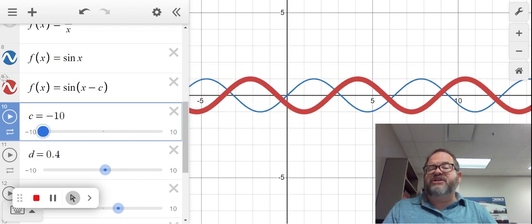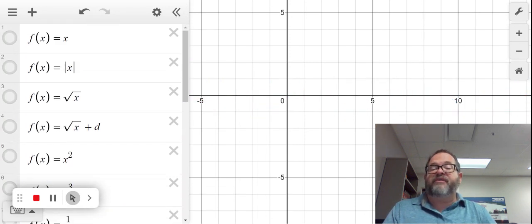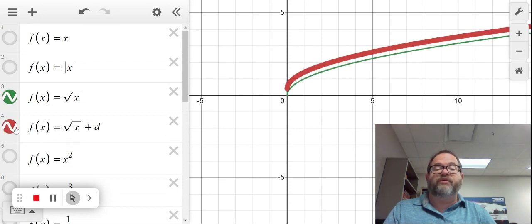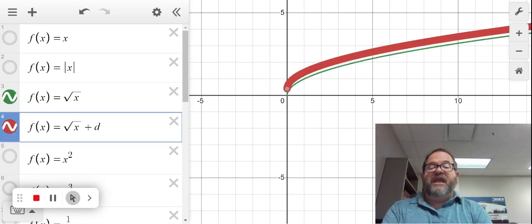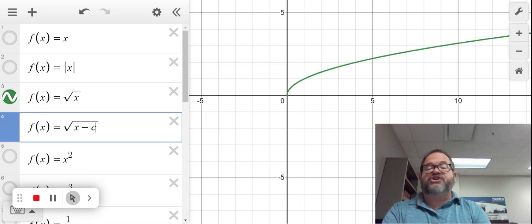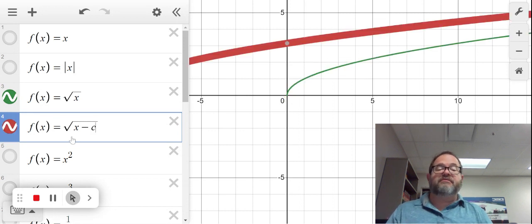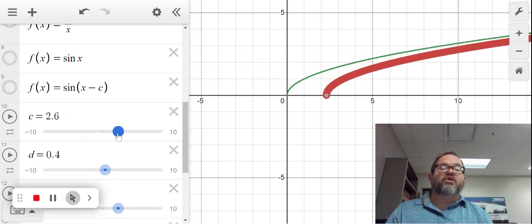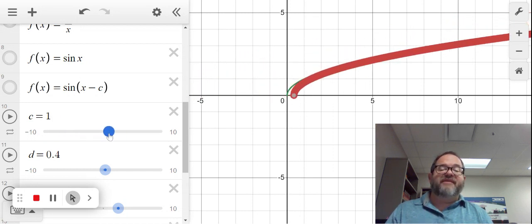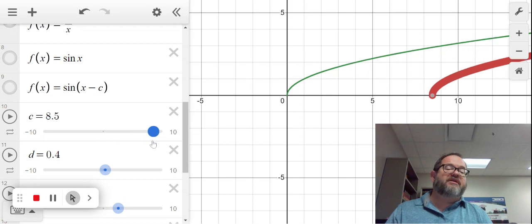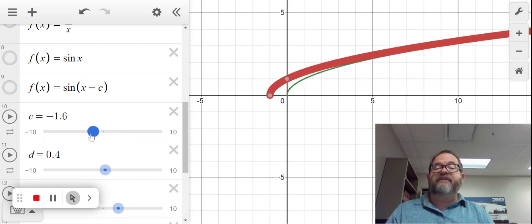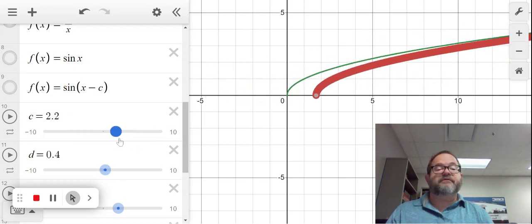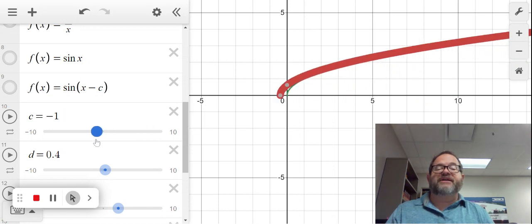And again, this is actually not so hard to see on some of these other parent functions. Let's go back over here to square root. If inside of the parent function I subtract c, now, see how it's moving the function. If I make c positive, we're shifting to the right. If I make c negative, we're shifting to the left. It's a horizontal shift.